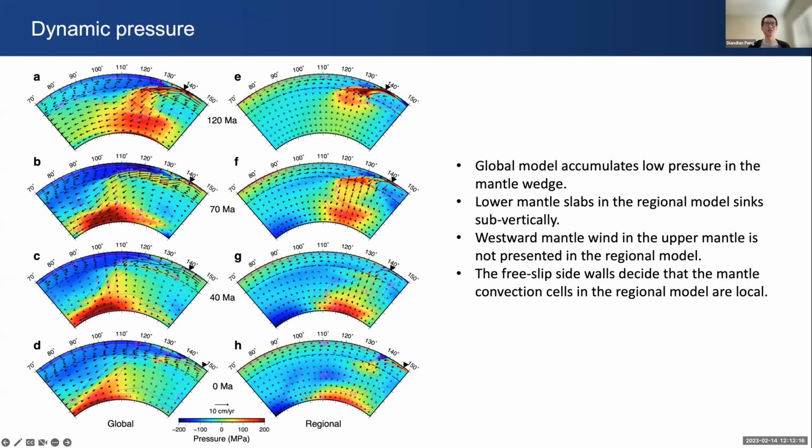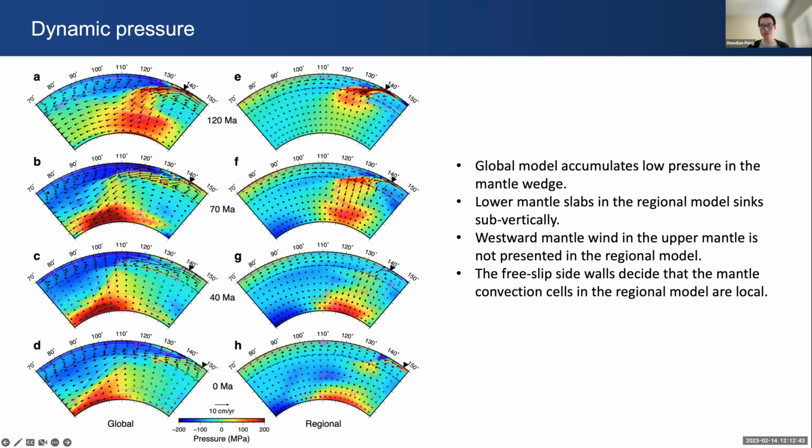So we can see that in the regional model, there isn't much pressure difference across the slab. So the dip angle of the slab is much steeper than in the global model. In the lower mantle, this slab is sinking almost vertically. But in the global model, there's a strong westward component.